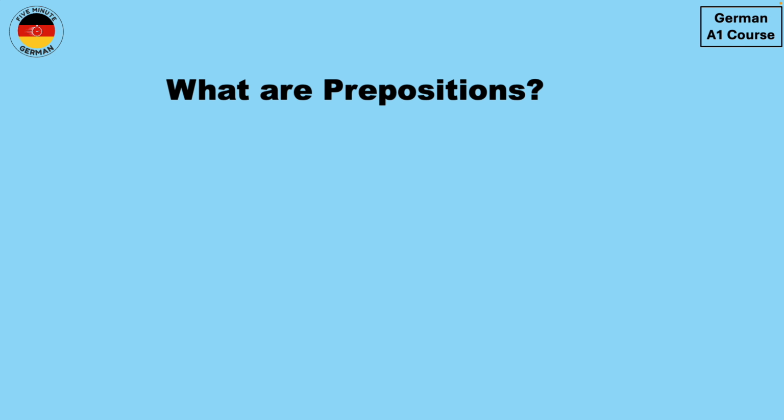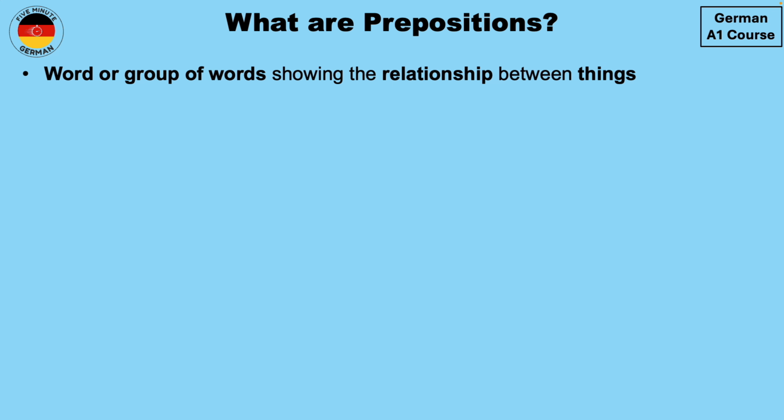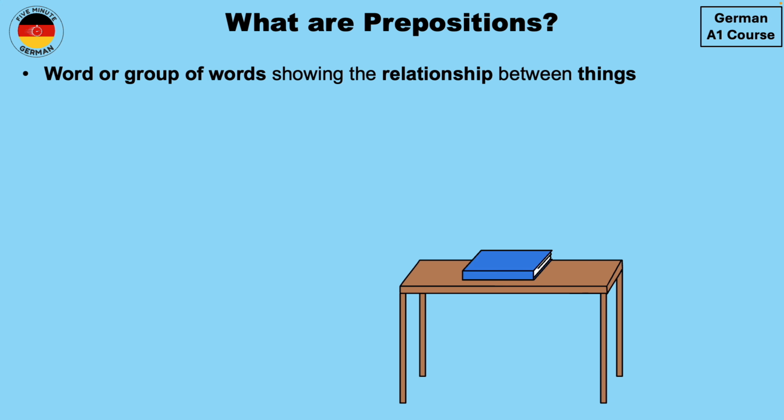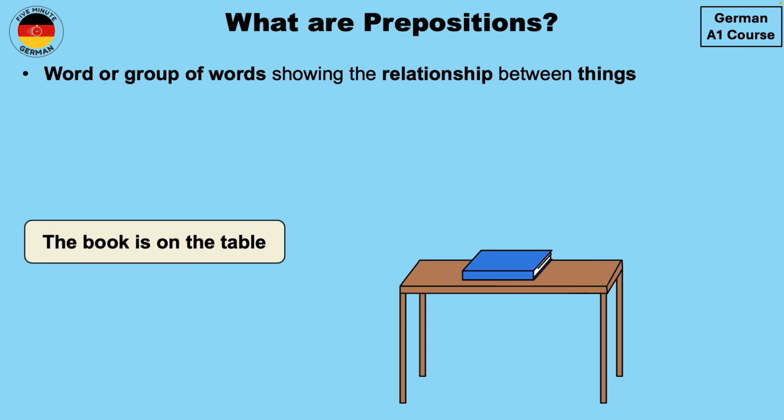So prepositions are a word or a group of words showing the relationship between things. So suppose you have this image with a table and a book. Now you can describe this image by saying the book is on the table. In this sentence, the word on tells us about the relationship between the book and the table.